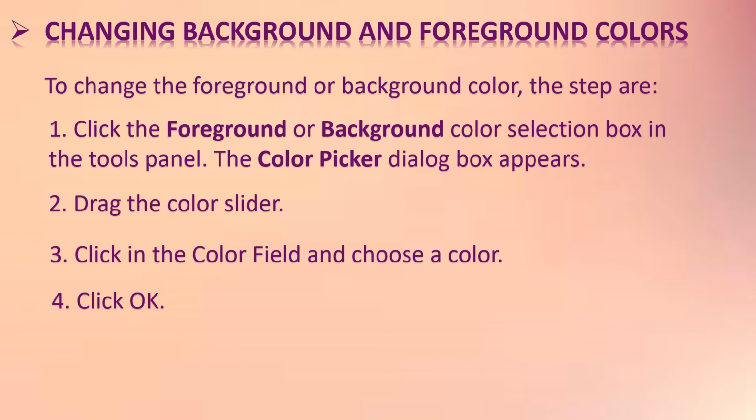How to change the background or the foreground color? Click on the foreground or background color selection box. Then the Color Picker dialog box appears. Drag the color slider, click in the color field and choose a color, and then click on the OK button.